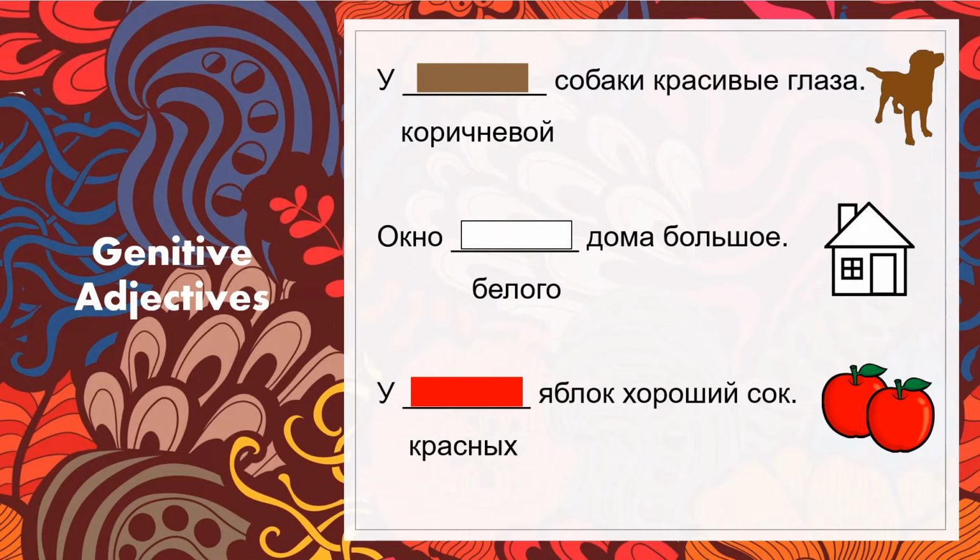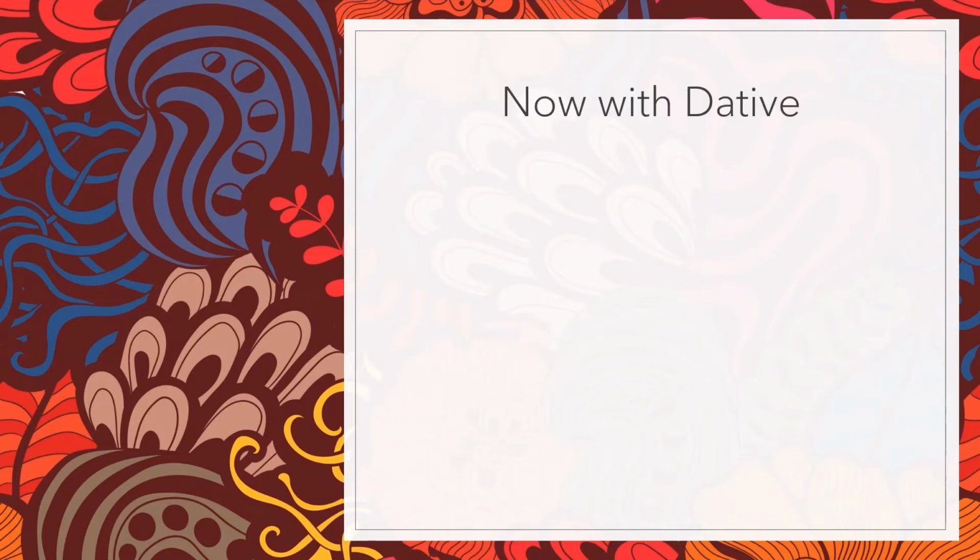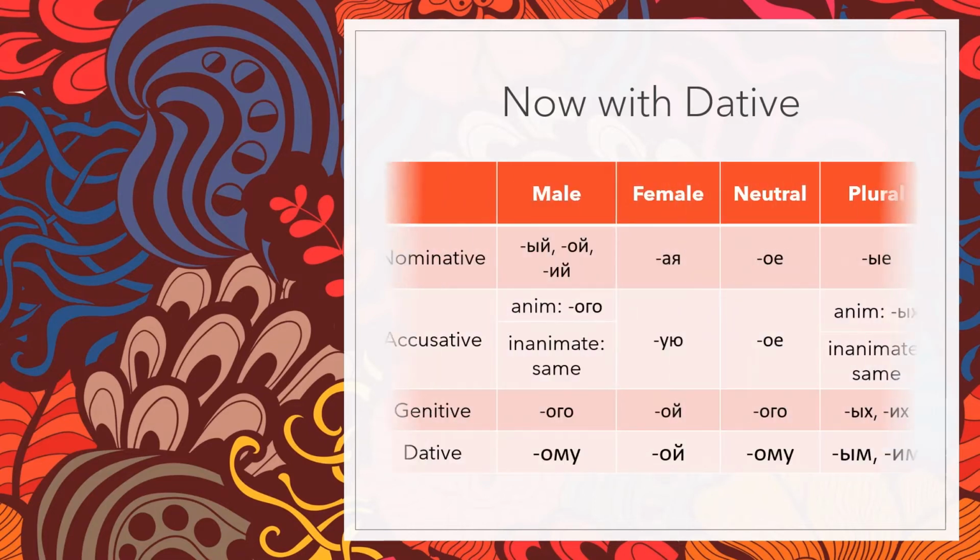But if you've already done that and you're ready to move on, let's go to the dative case. Okay, so the dative case is all about indirect objects. They answer the question, to whom, right? So if I give someone something, to whom am I giving it? The answer will be in the dative case.